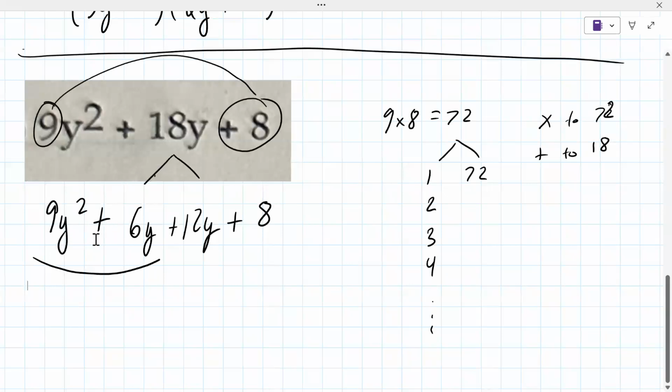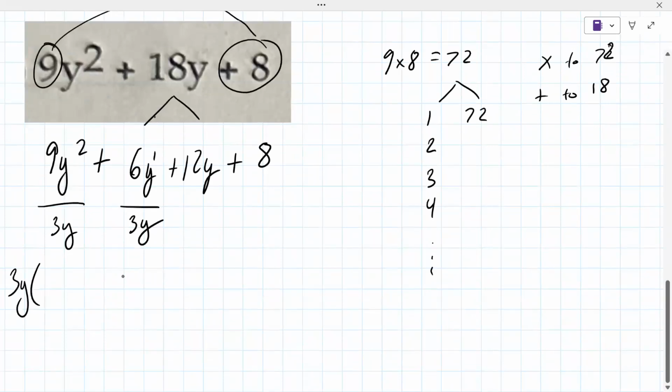And 3. Yeah, 3. And then between y squared and y, it's 3y. Okay, so try really hard. Remember what we did in the last problem. What goes in parentheses when you divide each of those by 3y?